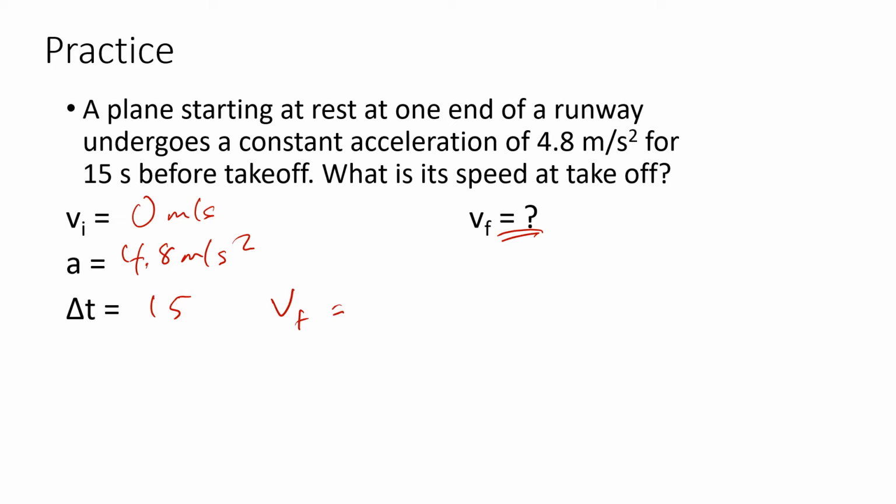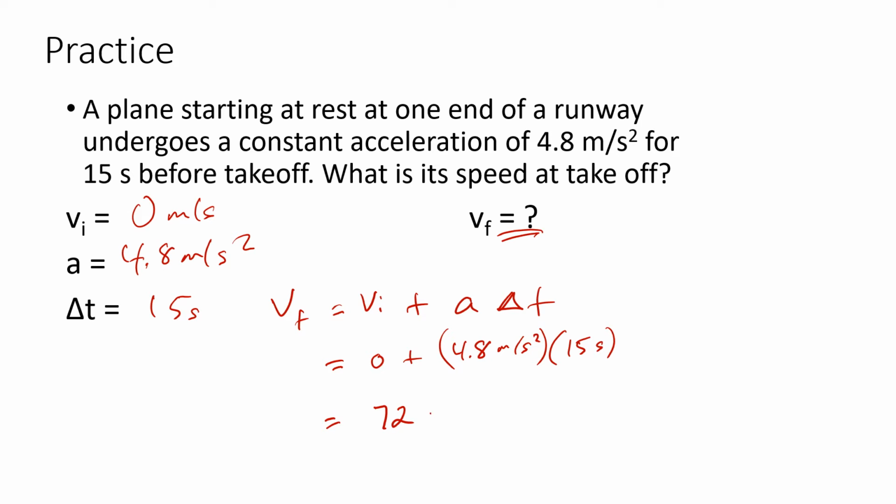So Vf equals Vi plus a times delta t. Plug in my numbers. So it should be 0 plus 4.8 meters per second squared times my delta time. So 4.8 times 15 equals 72 meters per second.